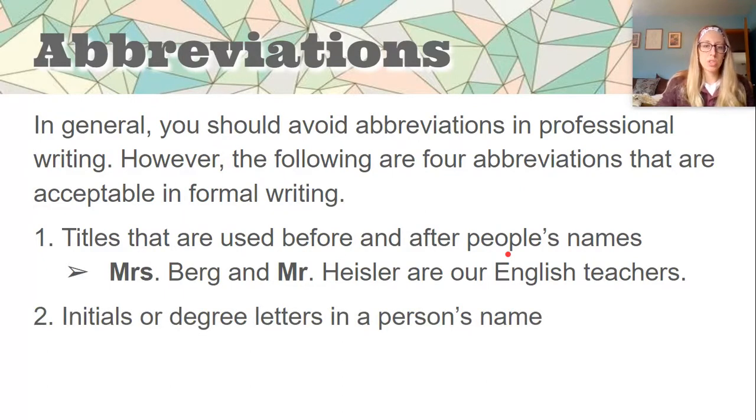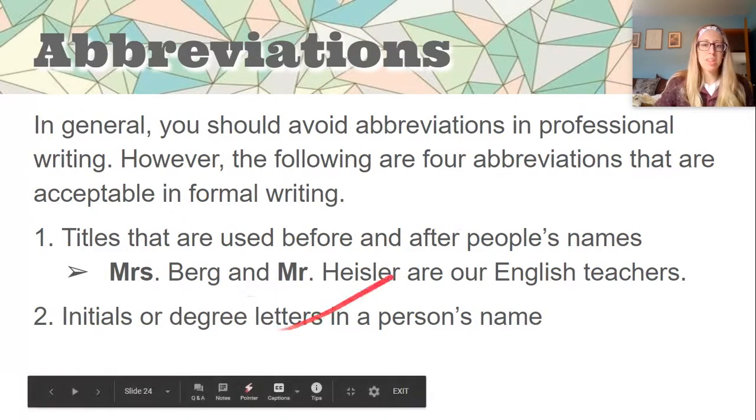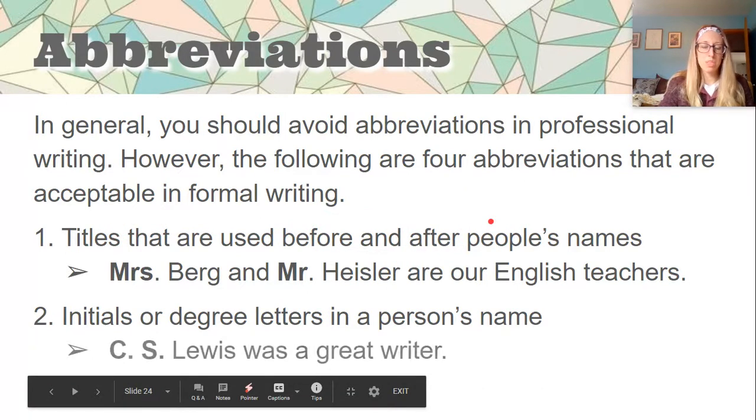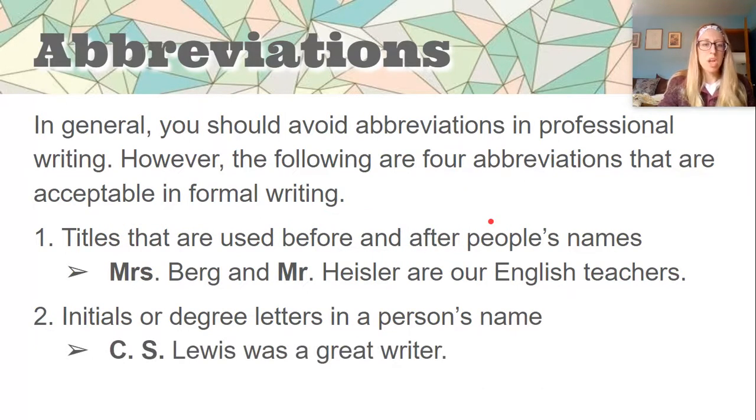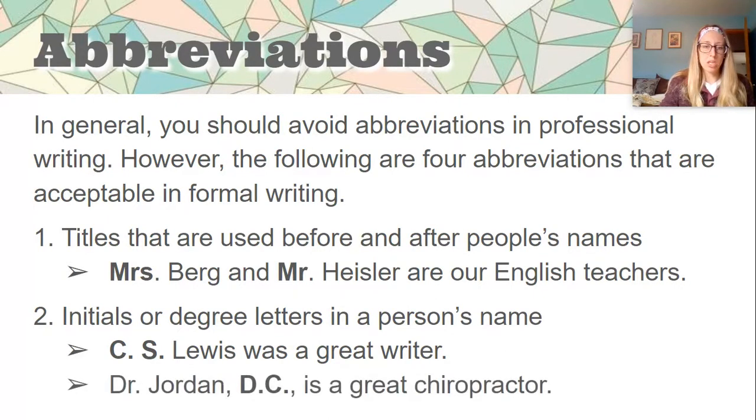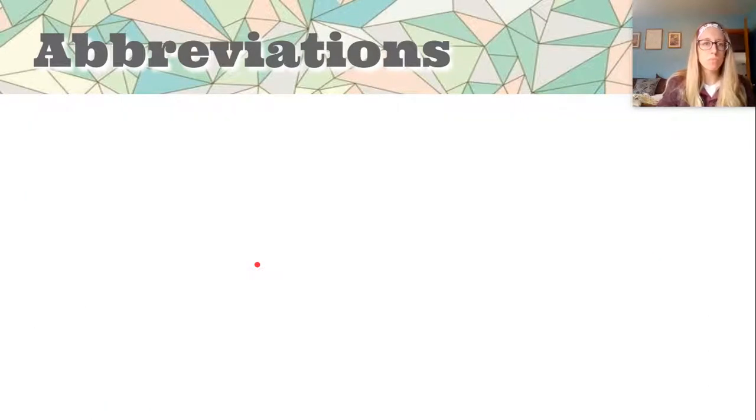Any initials or degrees in a person's name. This kind of goes along with titles after people's names, but I just mushed it into this one as well. If it has an initial before their name, like C.S. Lewis was a great writer, F. Scott Fitzgerald, that's fine to actually do the initial. And then this one, Dr. Jordan, DC, is a great chiropractor, so that would be an initial after his name or a title after his name. That could fall under category number 1 as well.